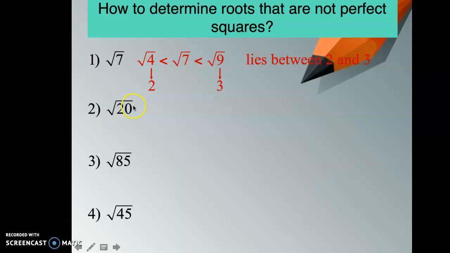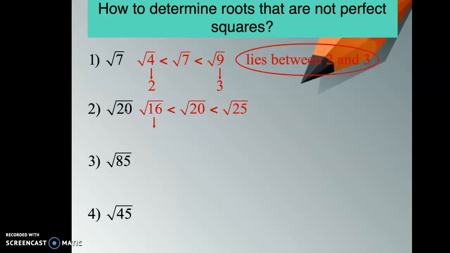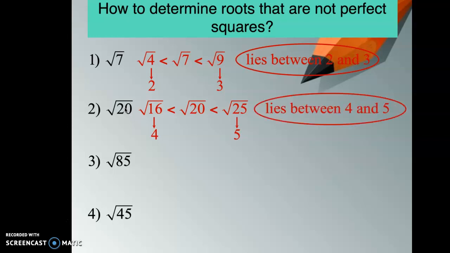I have to look. So 20, try to look at it on your table right now. The root of 20, what 2 numbers would that be between? Well, if you said 16 and 25, well, the root of 16 is 4, and the root of 25 is 5. So 20 is going to lie between 4 and 5. All right, go ahead and pause the video for me real quick and try to do 3 and 4 on your own.